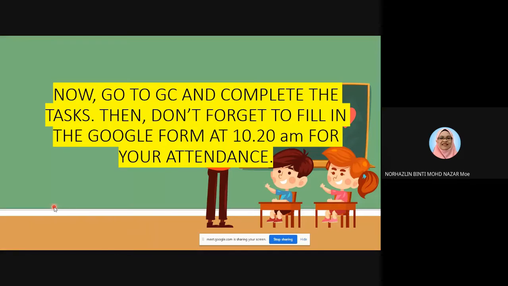Okay, I'm welcoming students from 3 Gaharu, Jati, Keruing and Meranti to be here now with me in Google Meet. For the second session, 9:45, meant for 3 Gaharu, Jati, Keruing and Meranti.